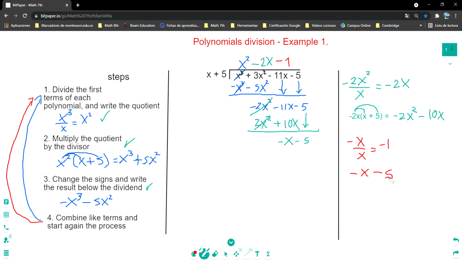Ready here. Now we change the signs and write the result below the dividend. So that will be positive x plus 5. So that will be x here plus 5. Finally, guys, we just combine like terms. We have minus x plus x, they will be simplified, canceled. And minus 5 plus 5 will be 0. So they will be simplified, and we finish the division, guys. The quotient that we have is this one. This is our final answer. This is the quotient.